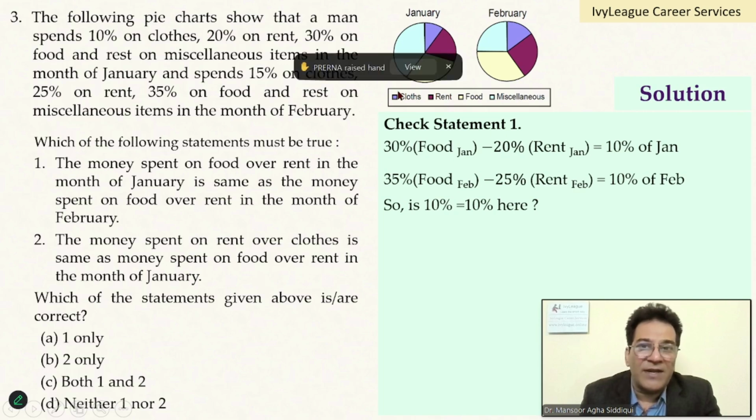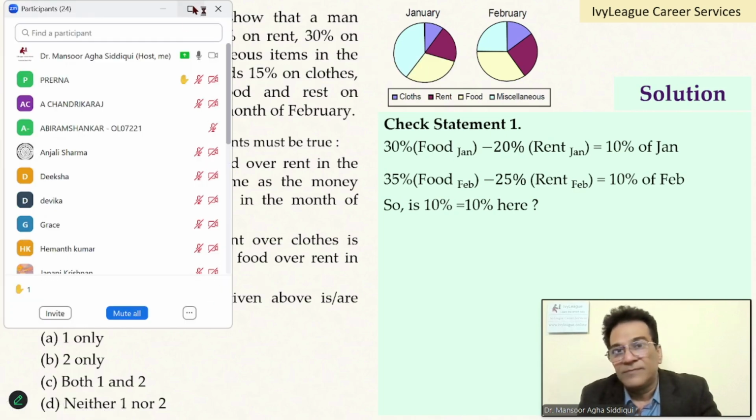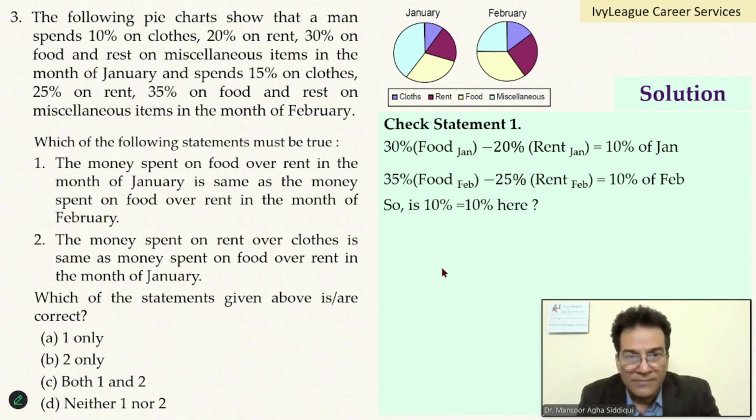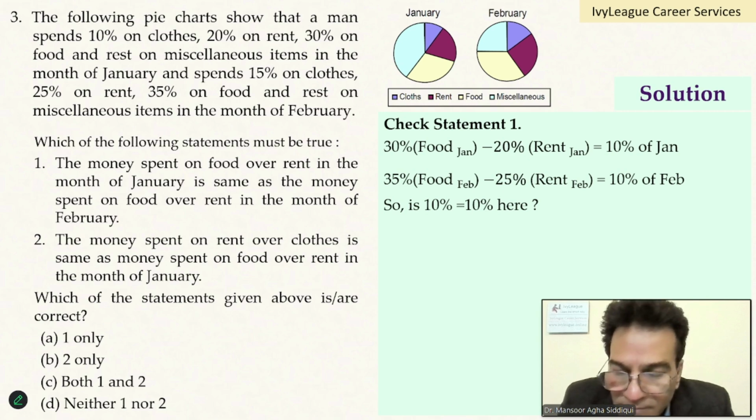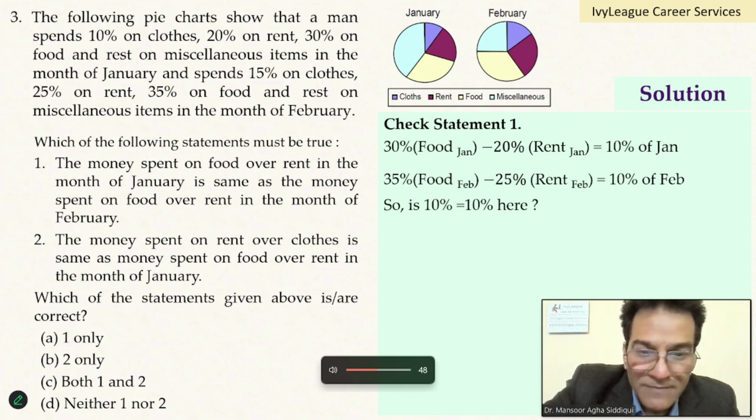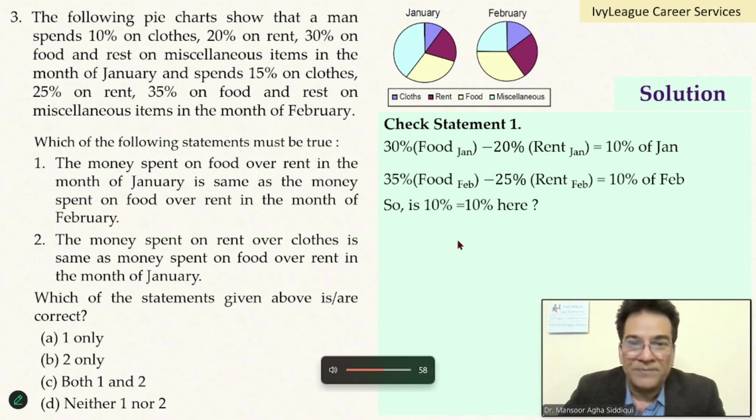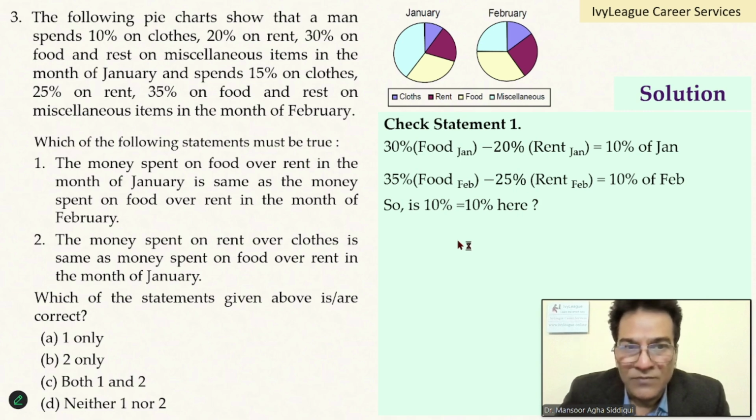Because it is not written anywhere here, yeah, Prerna, ask me. My doubt is that, sir, we also learn unitary method in junior classes. Yes. So, sir, can we use unitary method here? We can use unitary method here if I know what is the value for January and February. Okay, so it is essential to know the salary. Yes. Unless and until I know the actual number, I cannot find a percentage of that number.